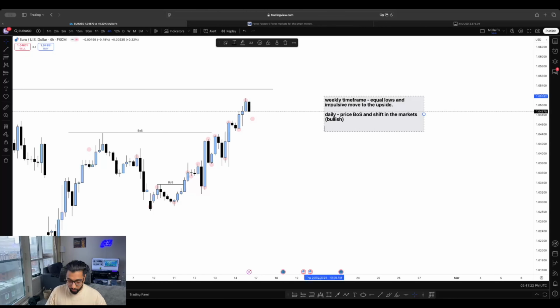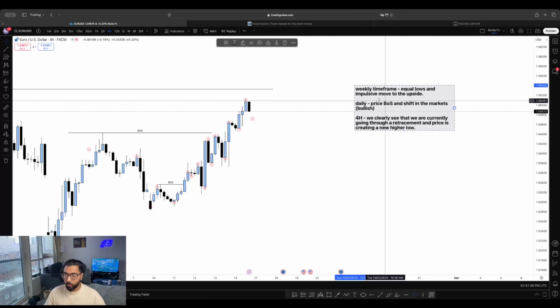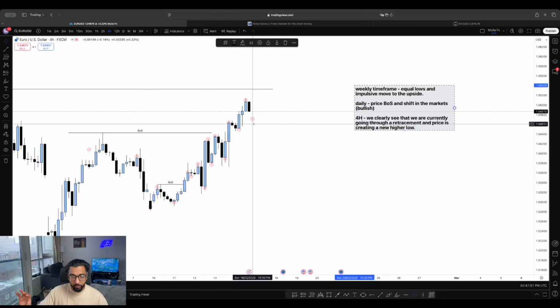And then on the 4 hour, we clearly see that we are currently going through a retracement and price is creating a new higher low. Okay, this is what we have taken out of the market. So now that I know that we are on the uptrend, we are now creating a new higher low. So most likely I'm going to look for entries into the market.